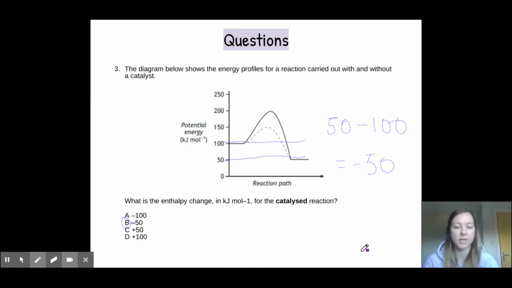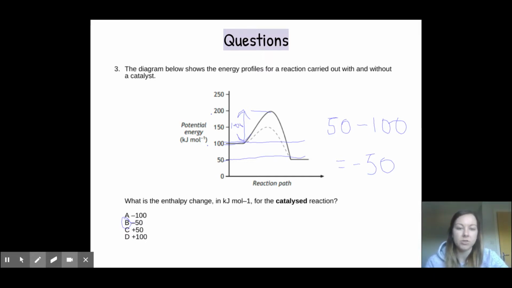The catalyzed reaction does not affect the enthalpy at all. The enthalpy is the difference between the straight line of the products and the straight horizontal line of the reactants. If it asked us the activation energy for the uncatalyzed reaction, just while we're here, it would be this part here, take away this part here, which would be 200 take away 100, and that would be 100.